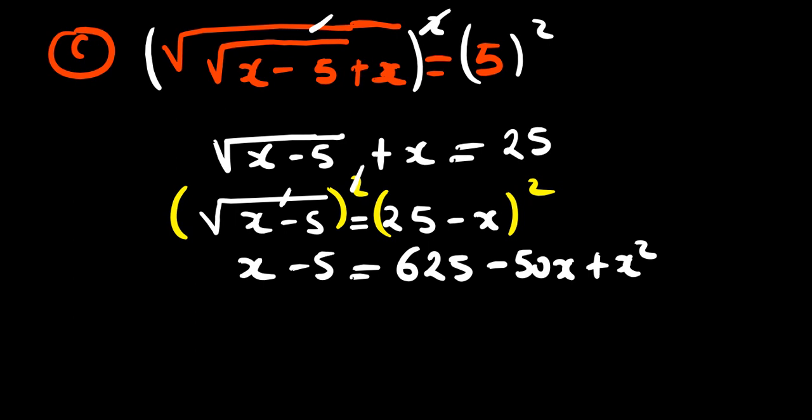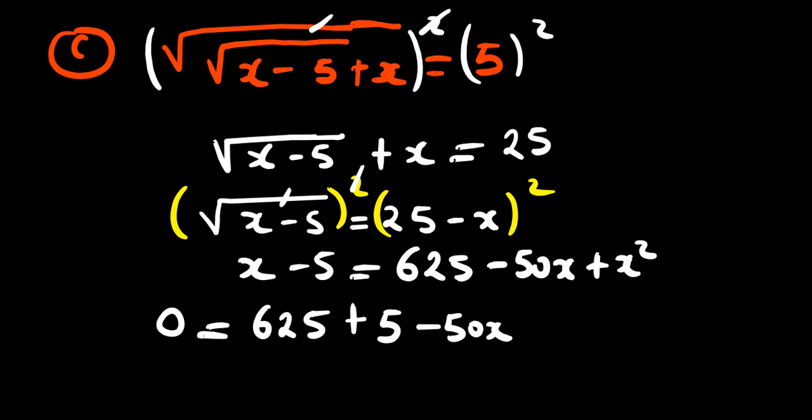Let me leave a 0 here. I'll take everything to the other side. So this is 625. When I take the negative 5 to the other side, it becomes a positive 5. Then minus 50x. I'm going to take the x to the other side as well, so it will be negative x. So I have negative x plus an x squared.